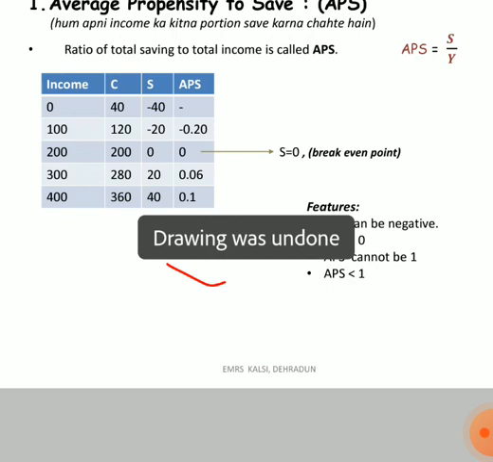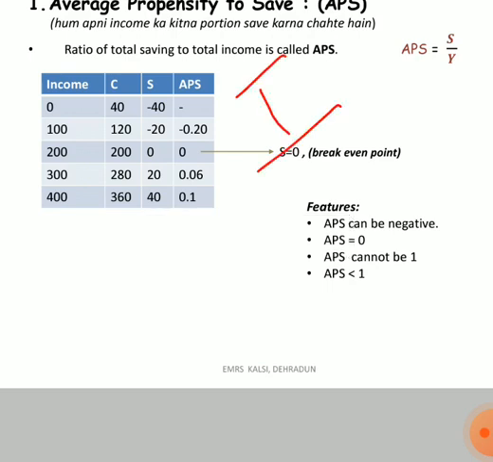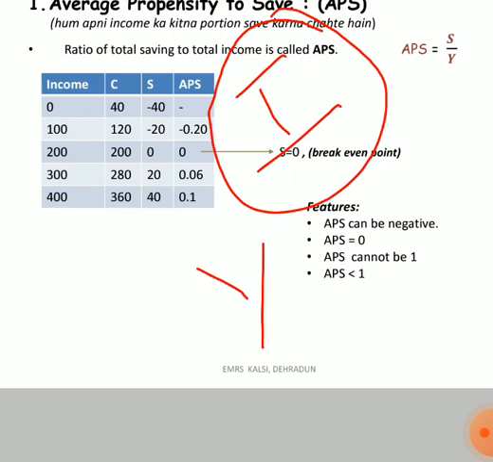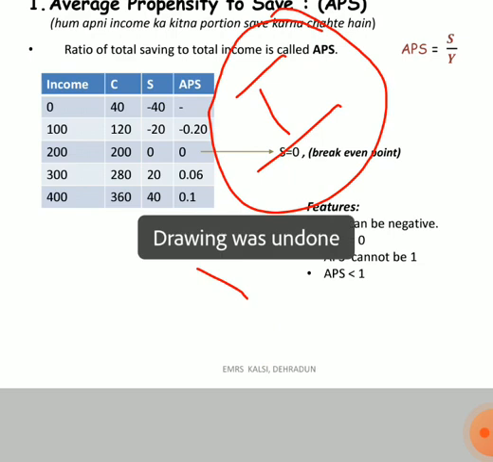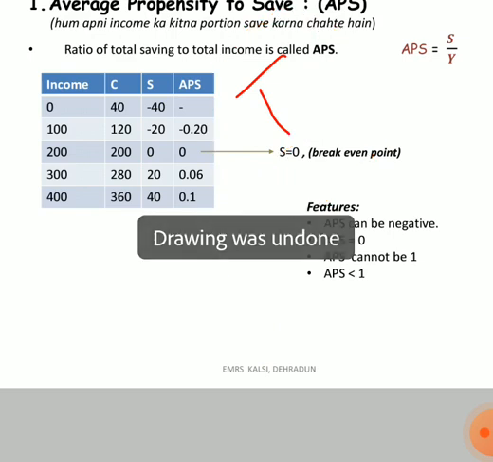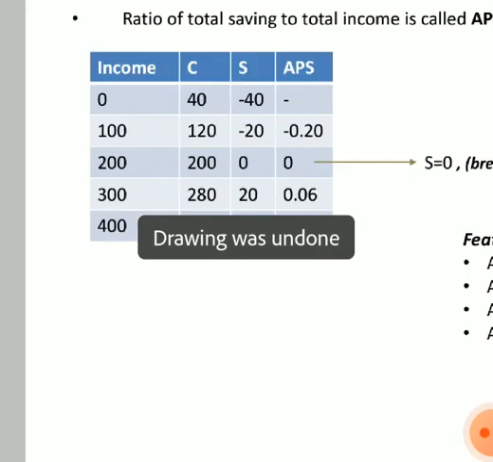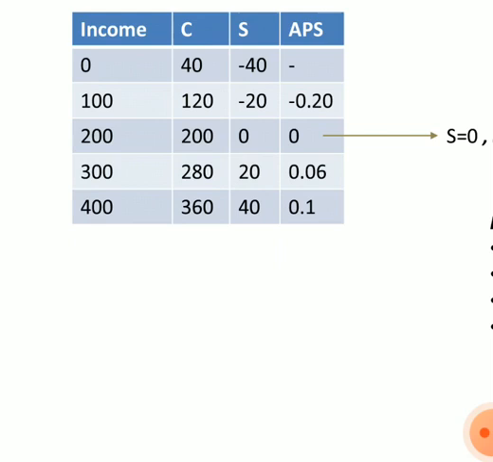We cannot denote income through I. Why? Because using I we mean investment, and using Y we mean income. So I means investment, Y means income. You have to remember this. There is a table here, the same as the consumption function table, just we have to find out the APS. So how will we find out the APS?